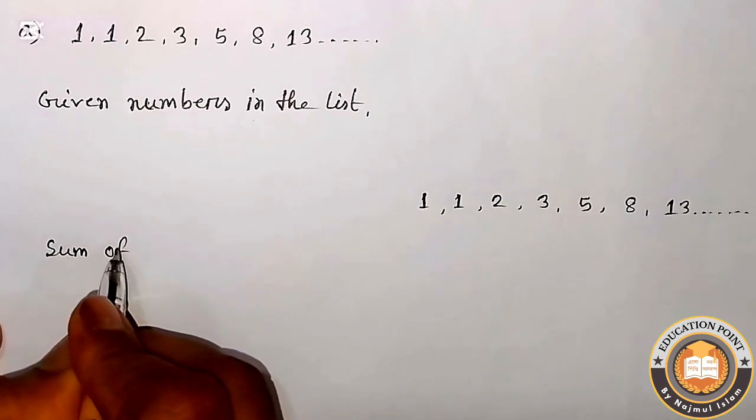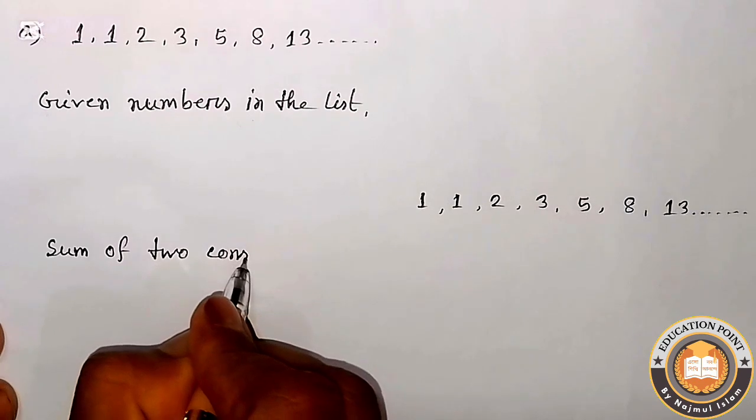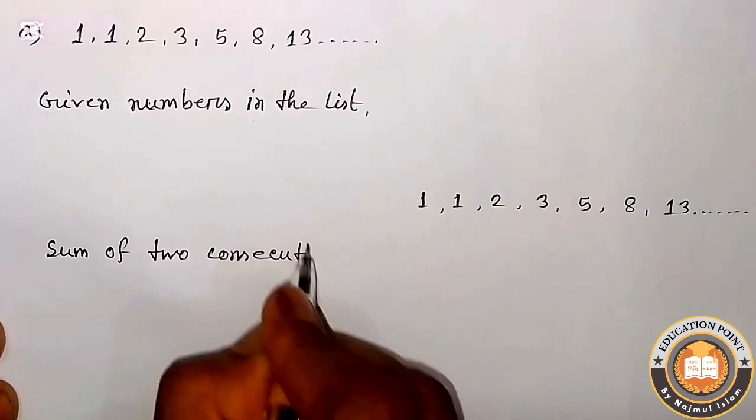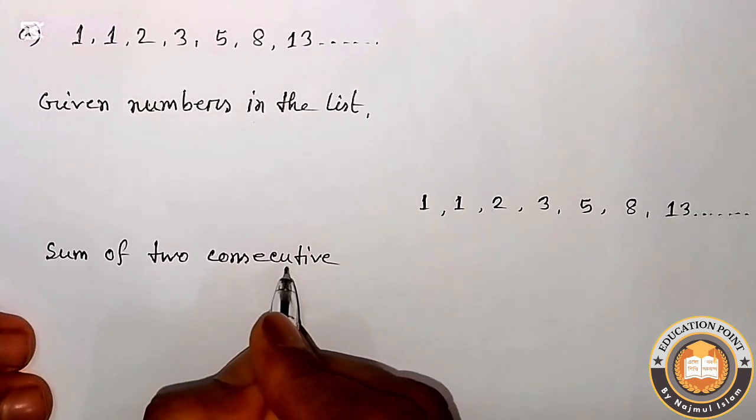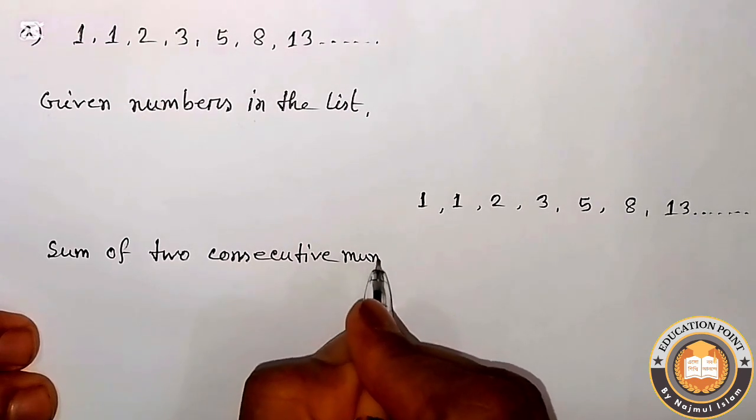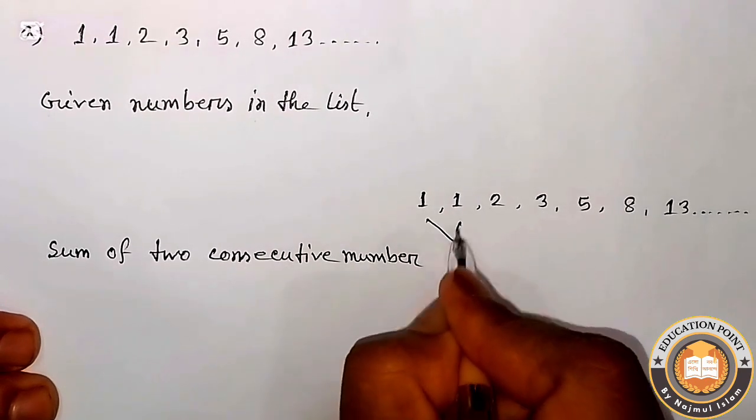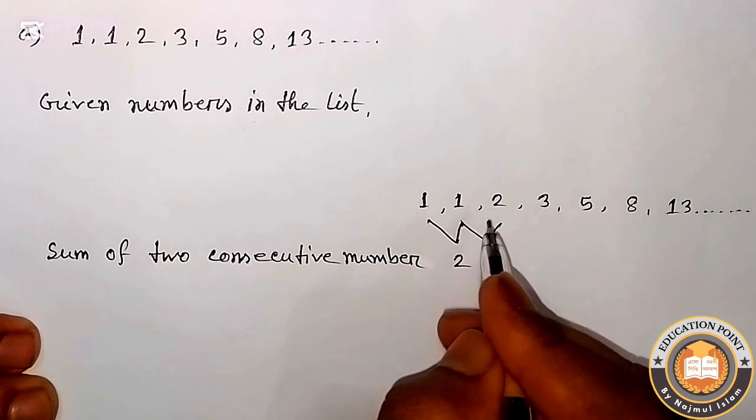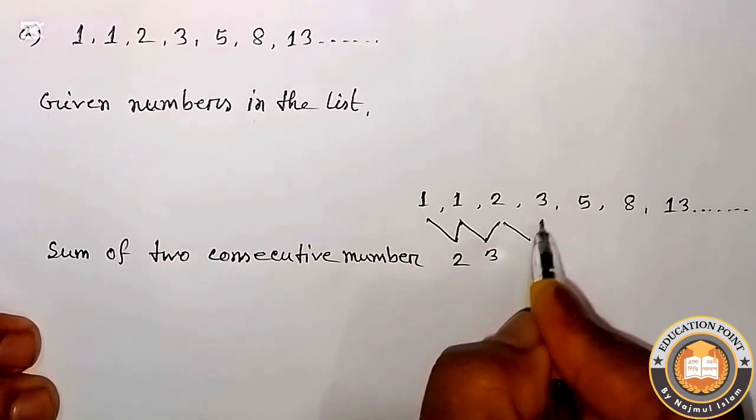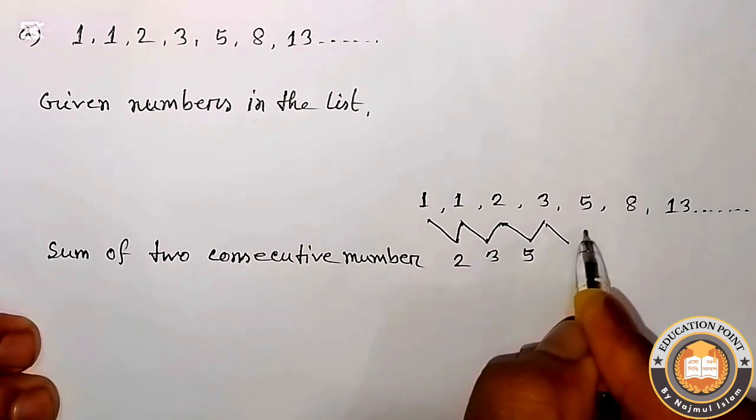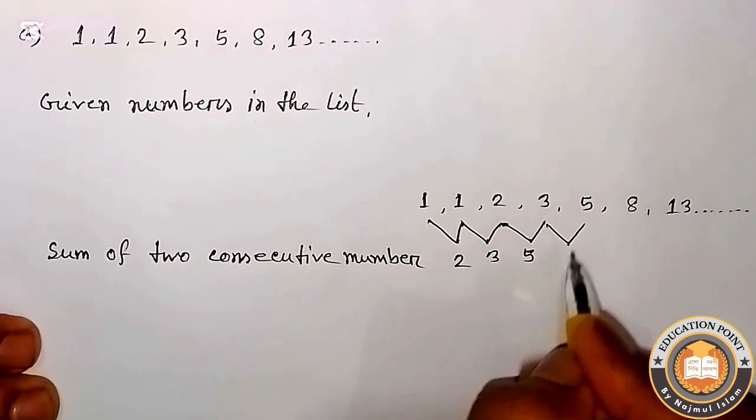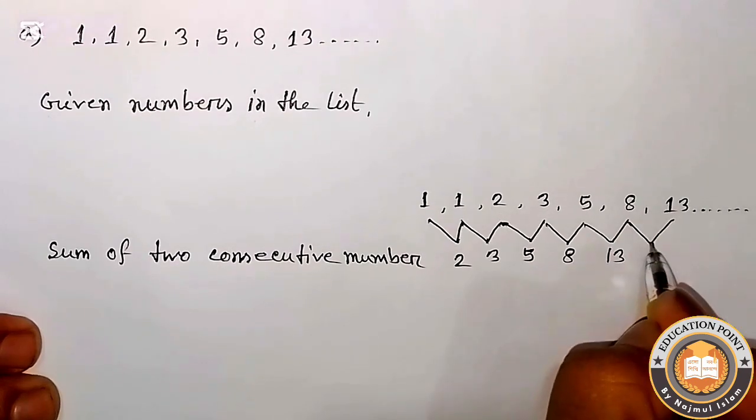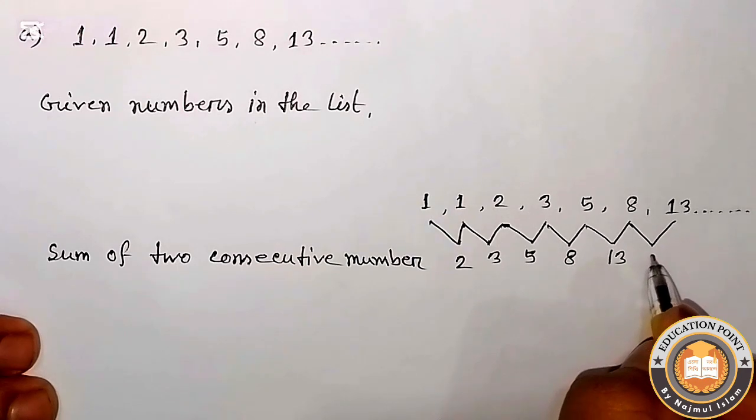The sum of two consecutive numbers: 1 plus 1 is 2, 2 plus 1 is 3, 3 plus 2 is 5, 5 plus 3 is 8, 8 plus 5 is 13, 13 plus 8 is 21.